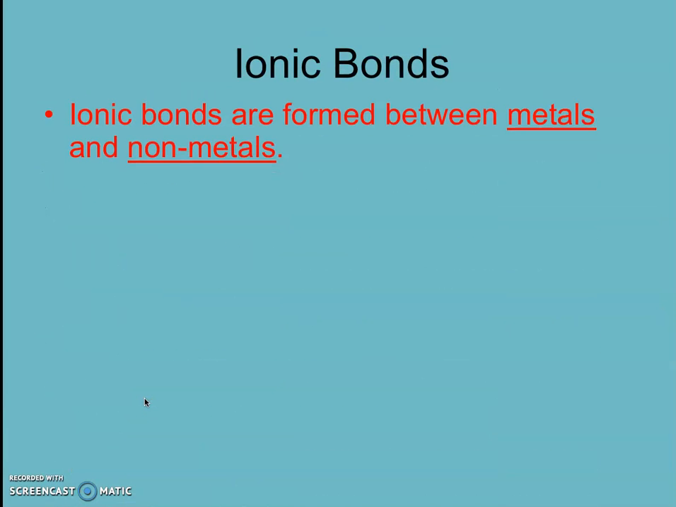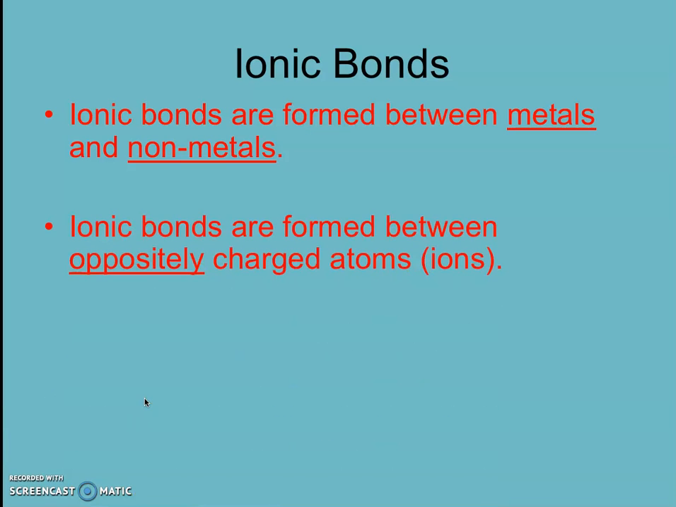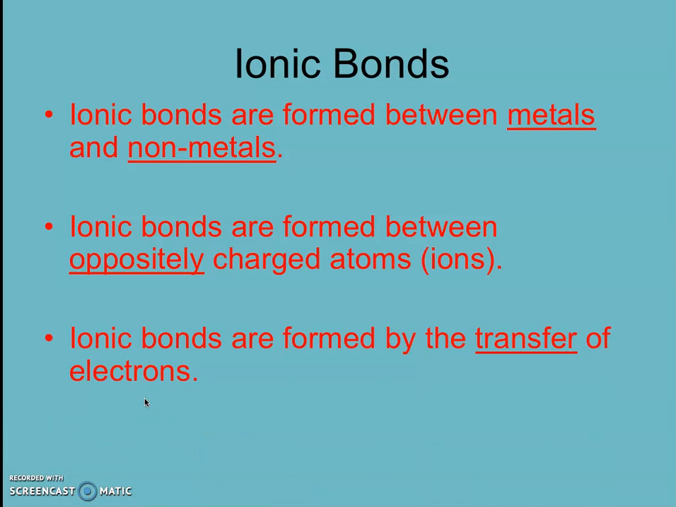Ionic bonds are formed between metals and nonmetals. So basically your opposite charges are going to link up together. So your negatively charged anion is going to bond with a positively charged cation, and they are transferring electrons. So one is losing it, one is gaining it. It's not very beneficial, but whatever.